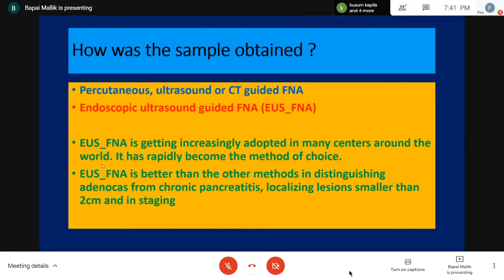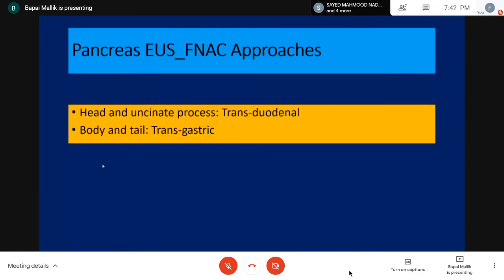Now, endoscopic ultrasound-guided FNA is better than other methods, and why this has happened is because, compared to the traditional methods of ultrasound and CT-guided FNA, endoscopic ultrasound-guided FNA is better in distinguishing adenocarcinomas from chronic pancreatitis, which we're going to talk about in the next session, in localizing lesions smaller than 2 centimeters, and also in staging.